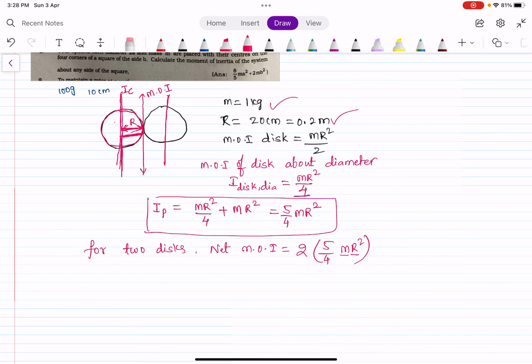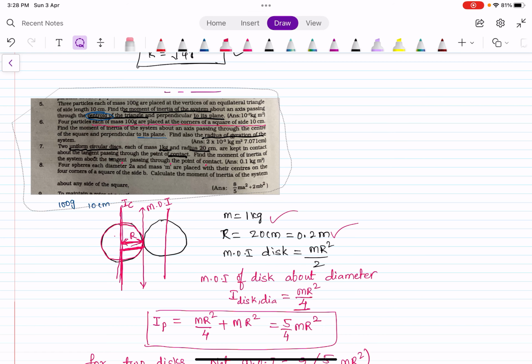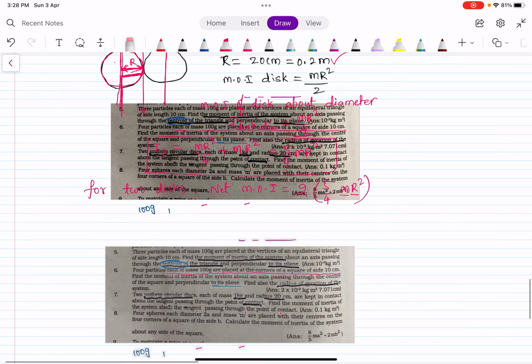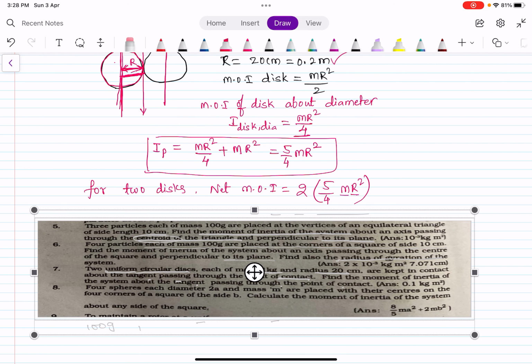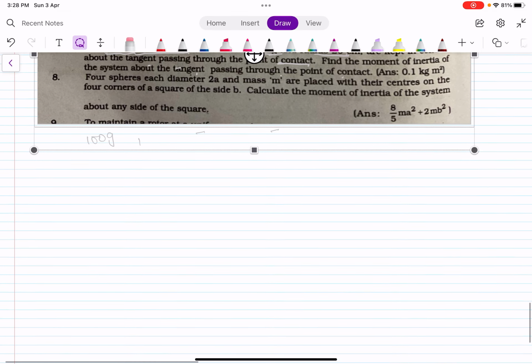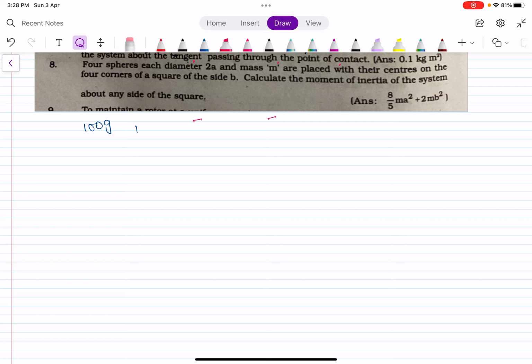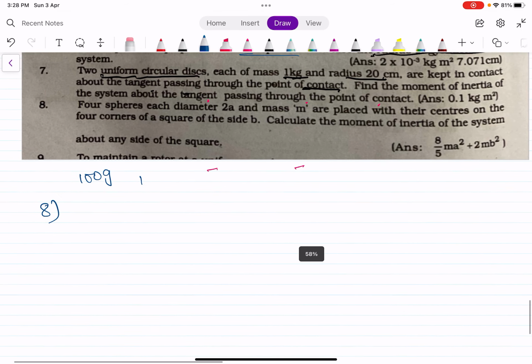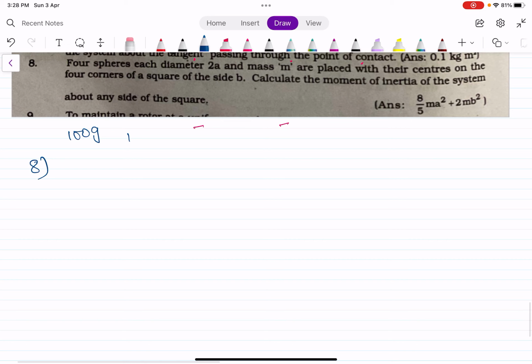Okay, next. Now I'm going to discuss the next problem. Eighth problem now. Four solid spheres, each of diameter 2a and mass m, are placed with their centers on the four corners of a square of side b. Yes, the question is like this.